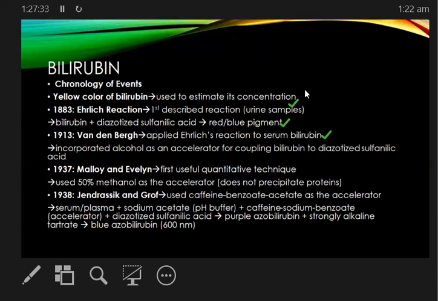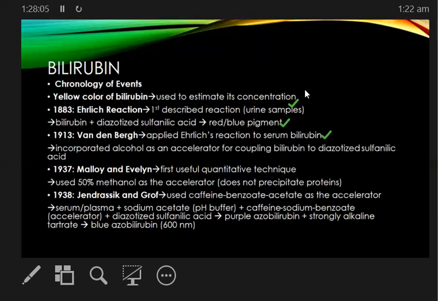Ma'am, why in the Ehrlich reaction don't we have an accelerator? Remember, in urine samples, the only type of bilirubin that should be present, or that is excreted via your urine, is your direct bilirubin, or conjugated bilirubin. We don't have unconjugated bilirubin in your urine, right? So that's why there's no need for you to incorporate an accelerator.